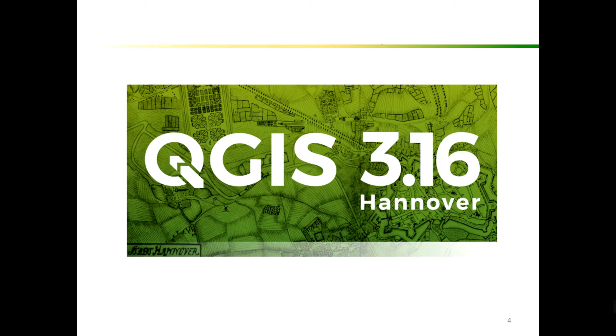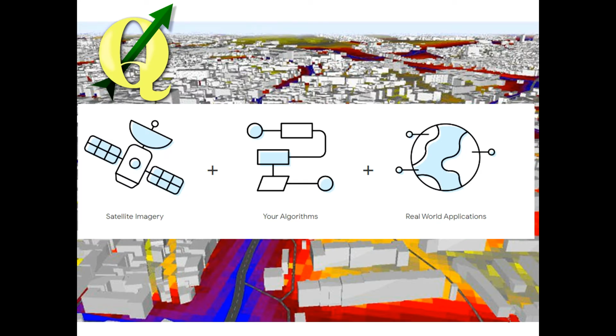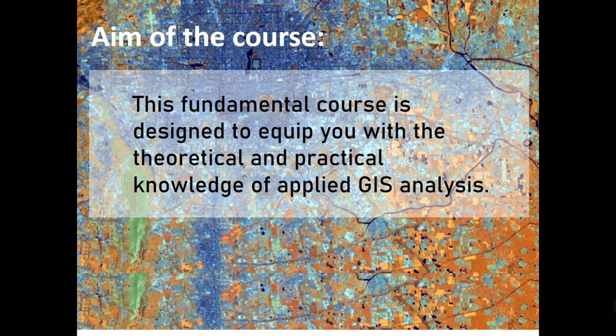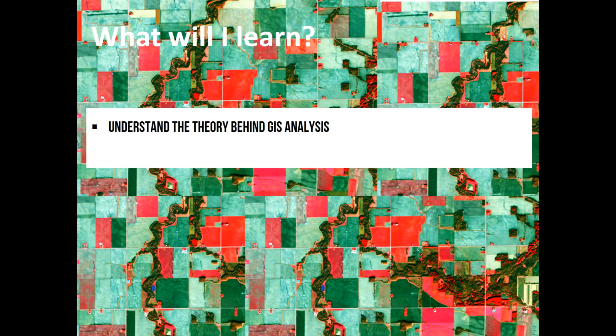tools and plugins. Quantum QGIS is an open-source geographic information system that supports most geospatial vector and raster file types and analysis. This enables cutting-edge global-scale analysis and visualization. This fundamental course aims to equip you with a theoretical and practical knowledge of applied GIS analysis.